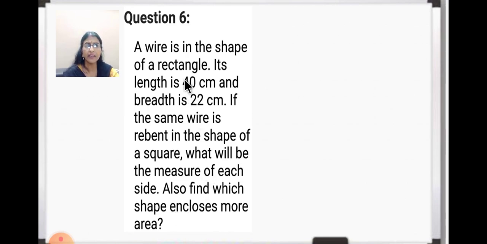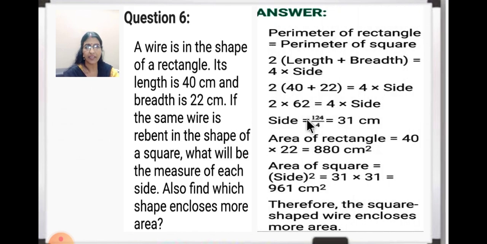So here you can see a wire is used to form the shape of a rectangle as well as a square. That means the perimeter of the rectangle is equal to the perimeter of the square. So we'll write like this, perimeter of rectangle is equal to perimeter of a square. And you know perimeter of rectangle is twice length plus breadth, which is equal to perimeter of square, because the same wire is bent and given the shape of a square.